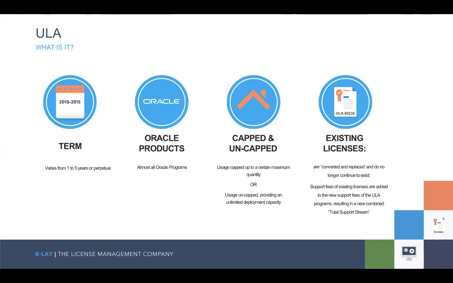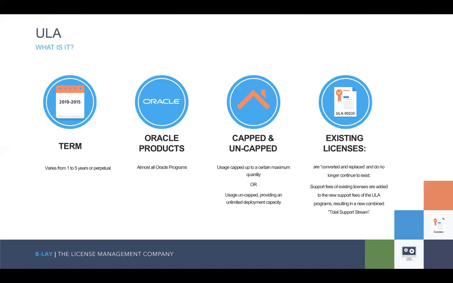And from an unlimited license agreement perspective, in terms of the number of licenses you are allowed to deploy, you can have a real unlimited deployment right, which means you can deploy as many of the licenses as you want during the term of the ULA for specific products. That is a so-called uncapped or a real unlimited license agreement.